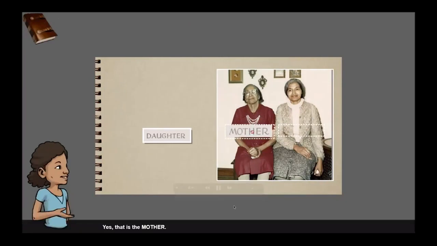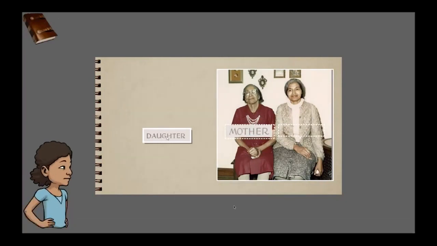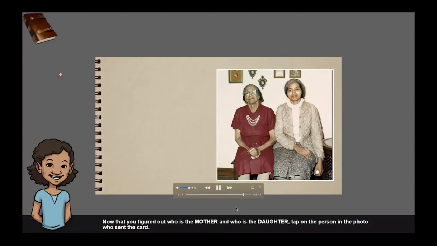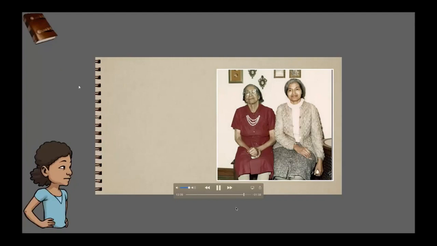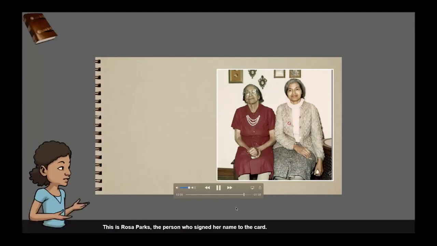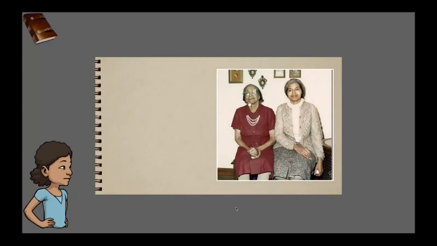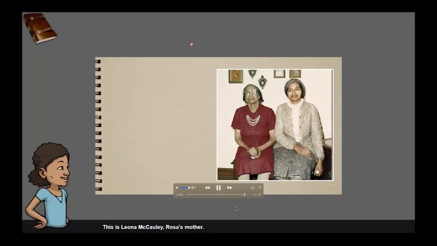Yes, that is the mother. That's a match. You identified the daughter in the photo. Now that you figured out who is the mother and who is the daughter, tap on the person in the photo who sent the card. This is Rosa Parks, the person who signed her name to the card. Now tap on the person in the photo who received the card. This is Leona Macaulay, Rosa's mother.